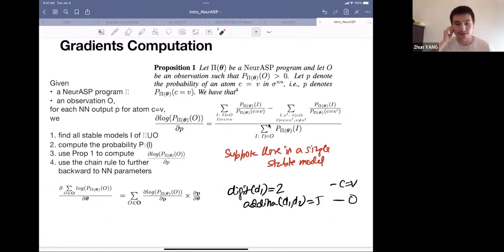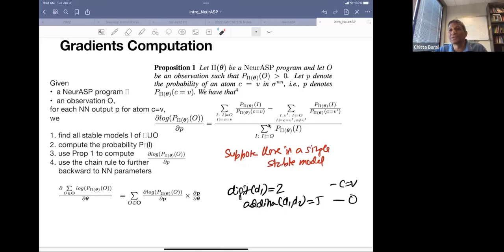Yeah, and for the MNIST addition problem that we discussed previously, we consider all the stable models that satisfy O, and here O is the observation, like addition D1, D2 is 3. So in that example, if we want to find all the stable models that satisfy this O, there are actually 4 stable models. But to find out, you have to consider all of them. Yes, right. To find which 4, you have to check all 100.